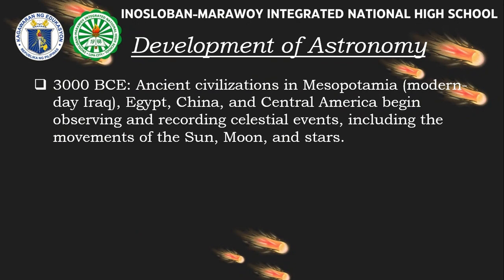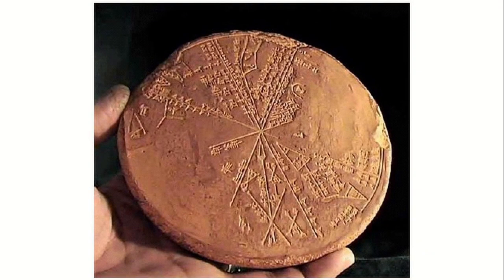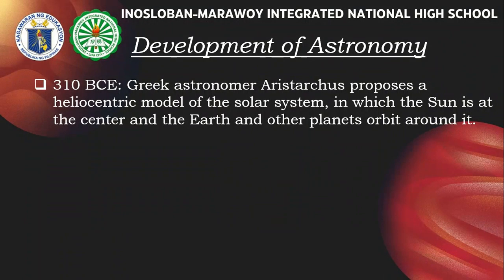Okay, diba sabi ko nga, even in ancient times, they already start recording, observing the movements of the heavenly bodies or celestial objects in the solar system or in the universe. Next to it, we have 3000 BCE again, ancient civilization. Okay, so similar. So ito yung mga artifacts na nakuha, a proof that these civilizations really observe the movements of stars and celestial objects in the solar system.